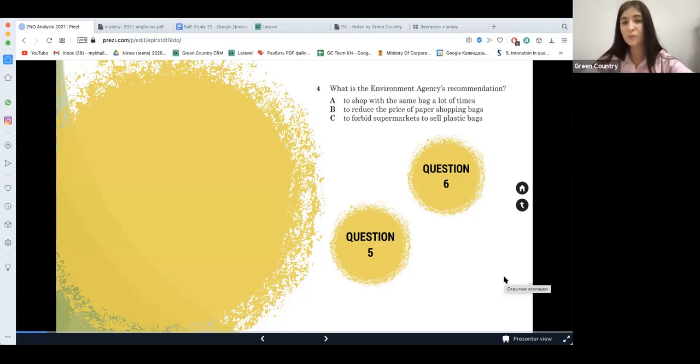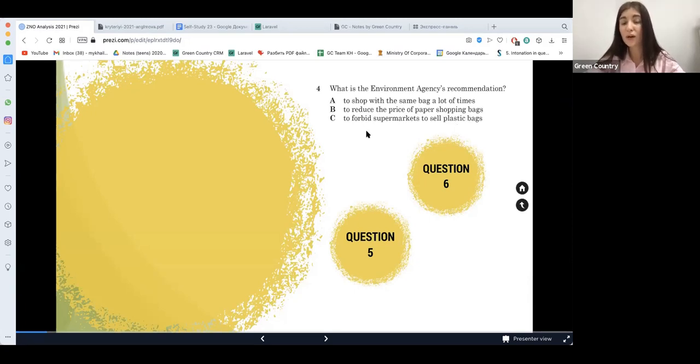It helps you a lot because this type of question is multiple choice, and usually we will have lots of text there, so you need to be focused only on one piece of information here. Among the keywords, I can say environment, agency, recommendation. That's enough. And then you can just underline in option A, shop with same bag a lot, for instance. Or B, reduce price paper bags. And C, forbid supermarkets sell plastic bags.